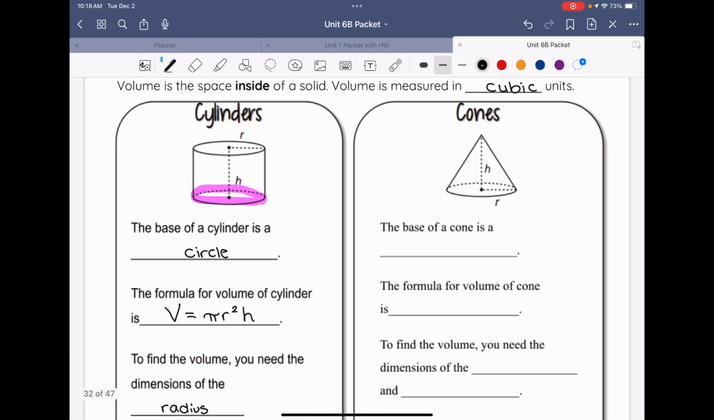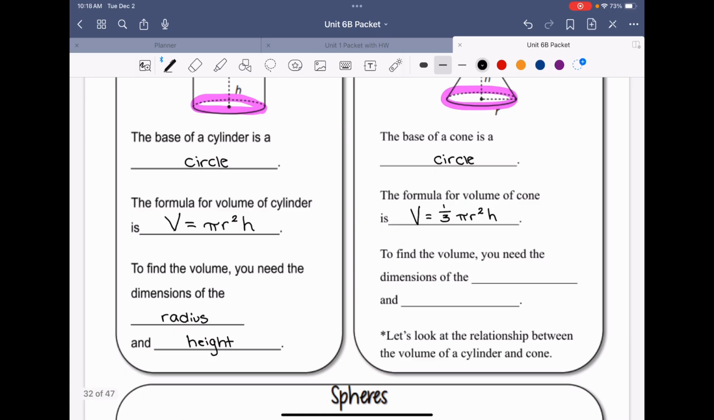For a cone, same idea. The base of our cone is a circle. So the volume formula for our cone is going to be a little bit different. This one is 1/3 pi r squared h. And again, the dimensions that we need are the radius of the shape and the height of the shape.